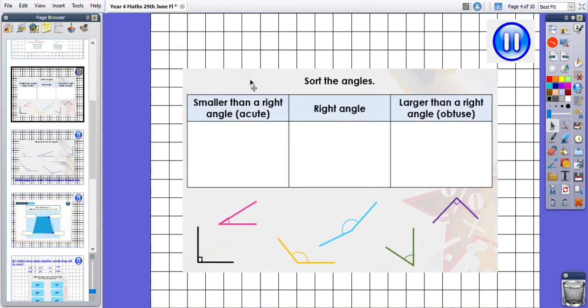Right back to the beginning then, sorting the angles. Angle 1, the pink one, is acute. Black one is a right angle. Orange is obtuse. Aqua is obtuse. Green is acute. And purple is a right angle.